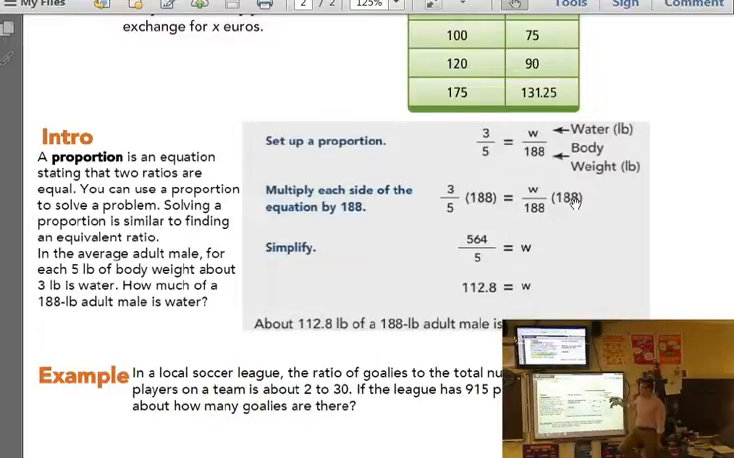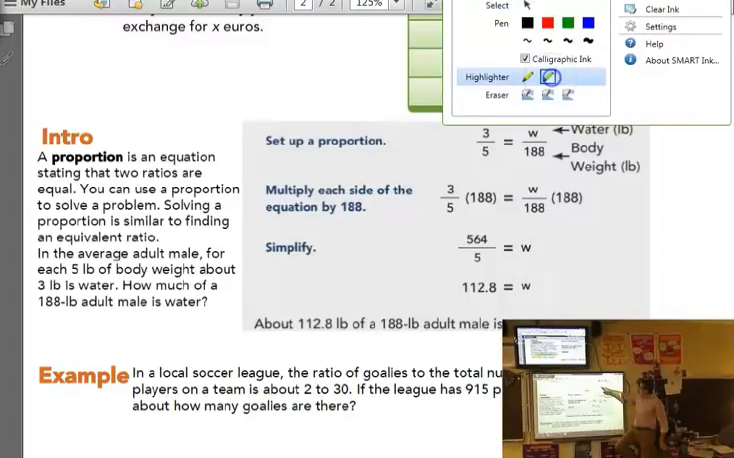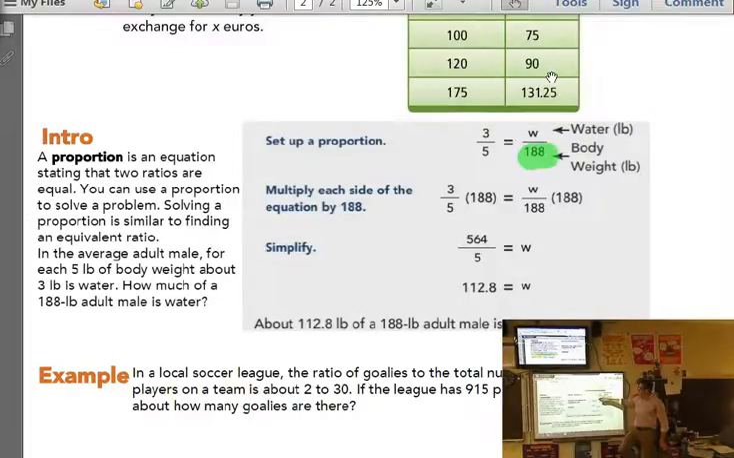So let's say we have a 188-pound adult male. That's fairly average for adult males. If he weighs 188 pounds, then we know that corresponds to the 5 pounds of total weight.